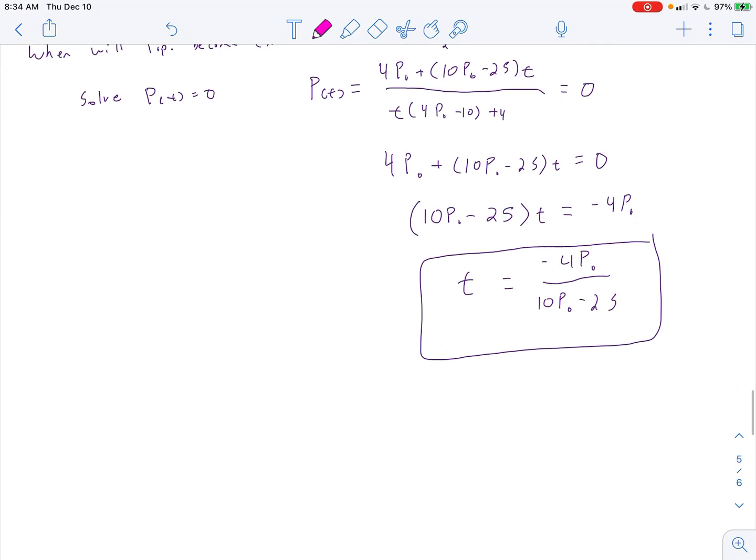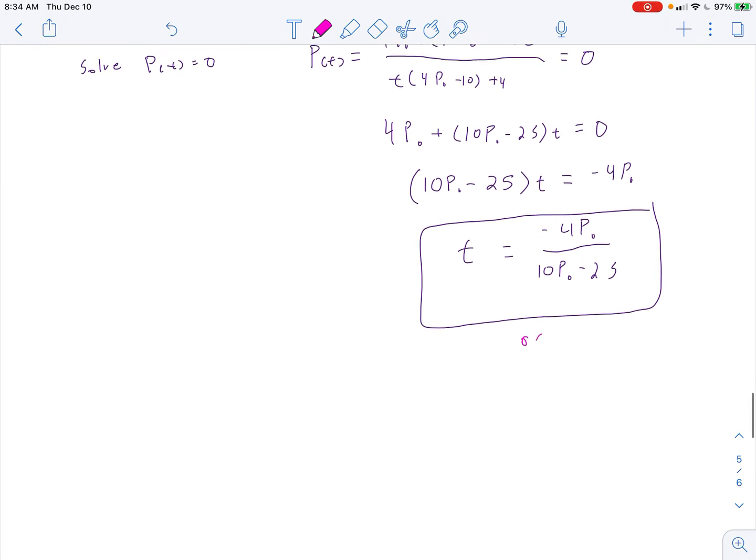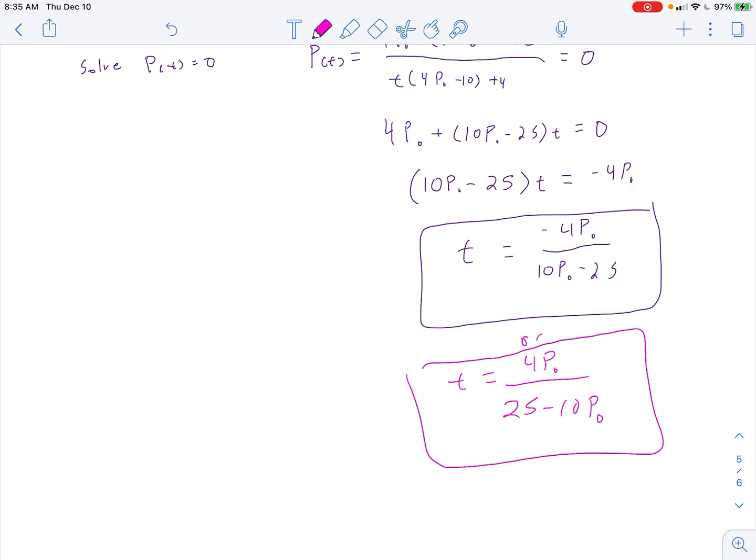You can rewrite that if you want, and we can make this t equal to 4p sub 0 over 25 minus 10p sub 0. So you don't have to really look at it like a negative. Again, you don't have to write it this way. It's just me oversimplifying. You can just keep it in terms of t.